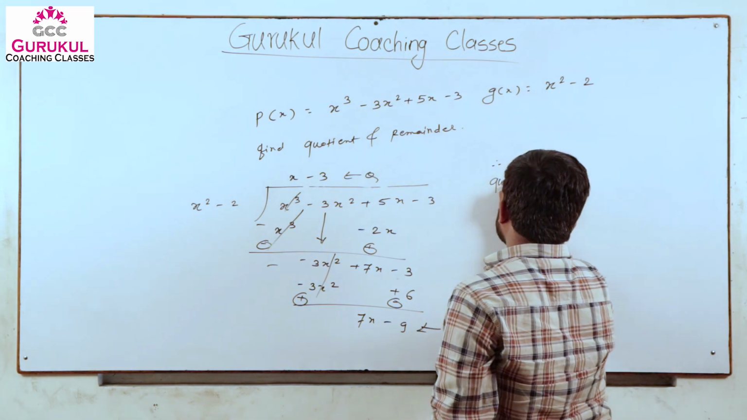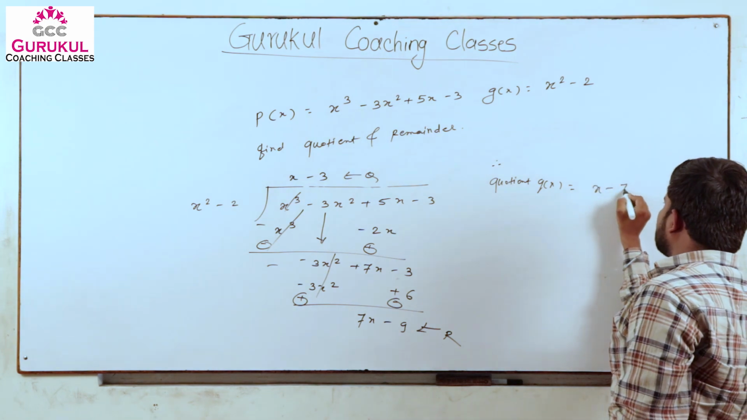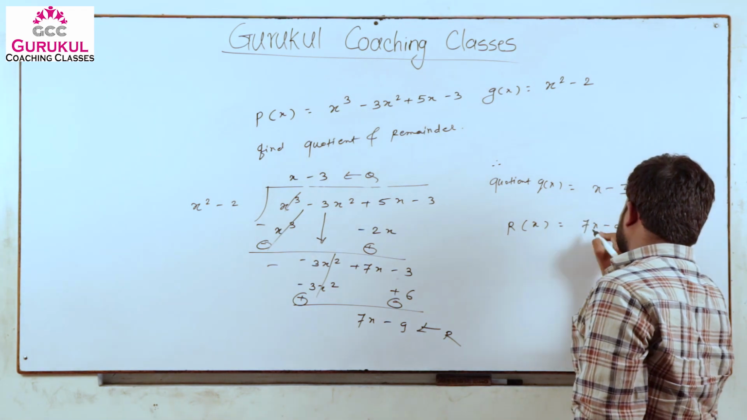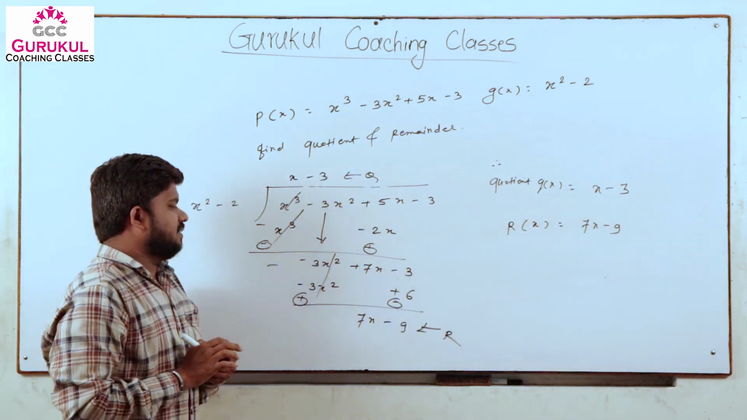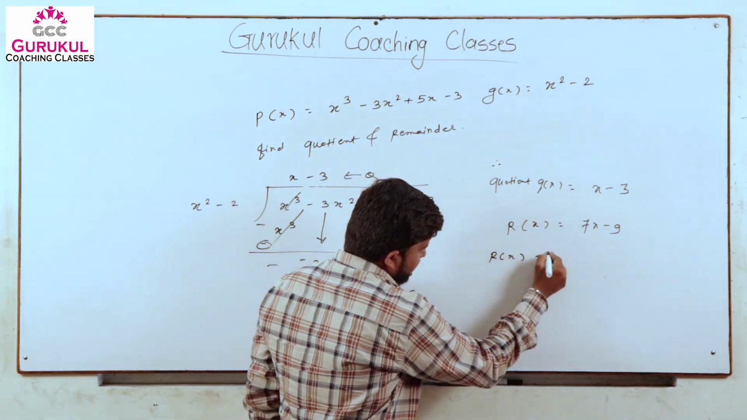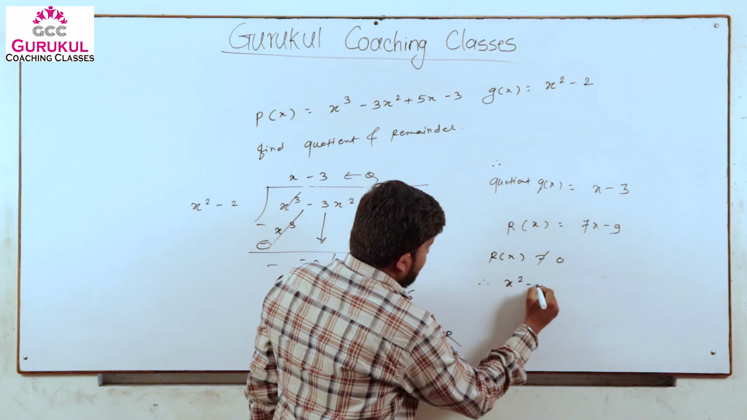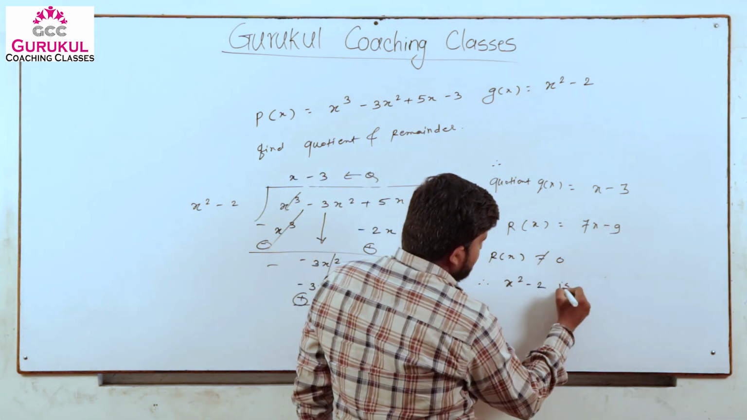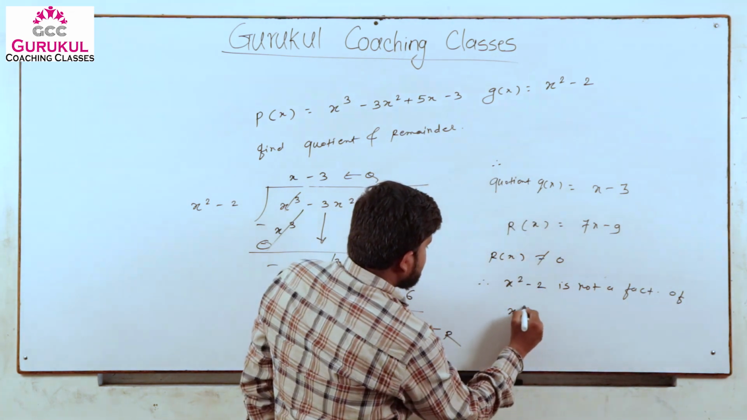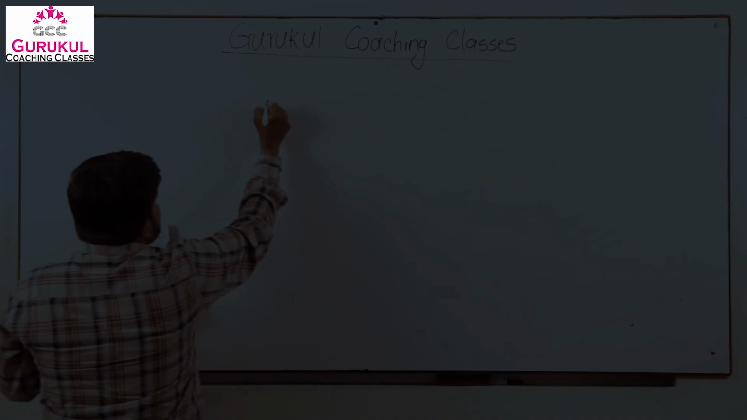Therefore, quotient q of x is equal to x minus 3. Remainder r of x is equal to 7x minus 9. So the remainder is not equal to 0, r of x is not equal to 0. Therefore, x square minus 2 is not a factor of x cube minus 3x square plus 5x minus 3.